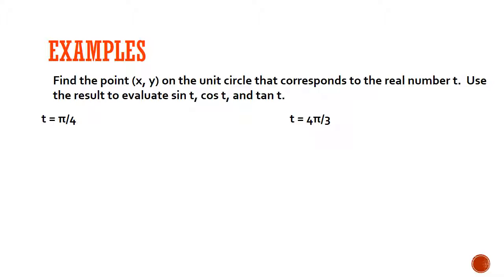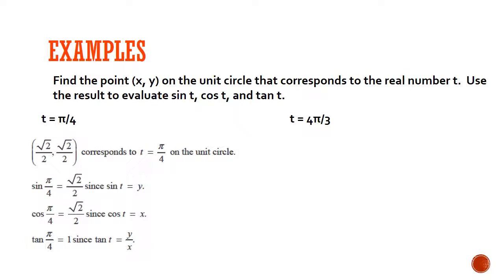Okay, so we're going to find the point on the unit circle that corresponds to this number, and use the results to evaluate sine, cosine, and tangent. In other words, if you've got an angle of pi/4, and it might help to sketch it in the unit circle on the graph, what would the xy value be of the terminal side of that? Pause the recording, give it a try, resume to check your answer.